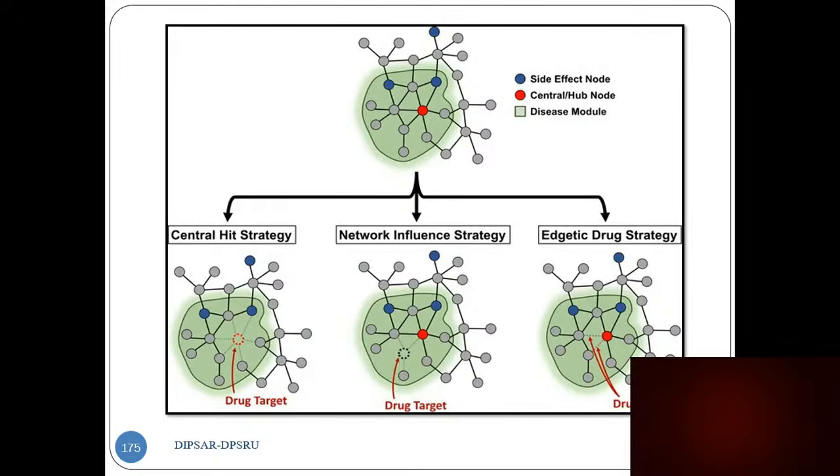Okay. So this is one of the very important things when we are selecting the druggable node. There are central hit strategy, network influence strategy, and adjective drug strategy. So again, we will decide once you create the network and analyze the network, once you have all the values, then we can go with either of the strategies to identify the drug target.